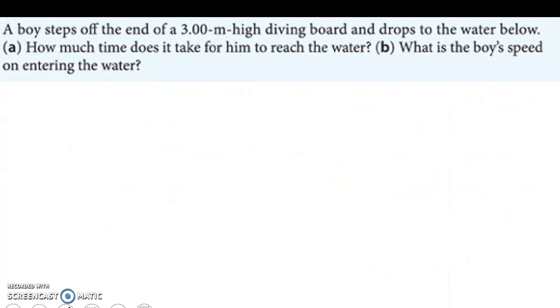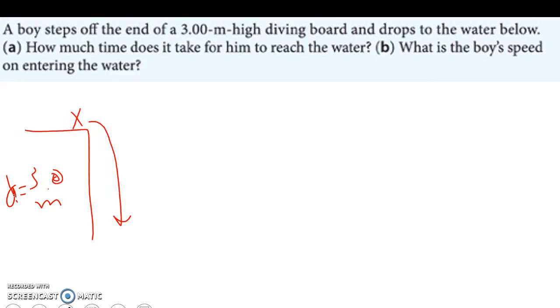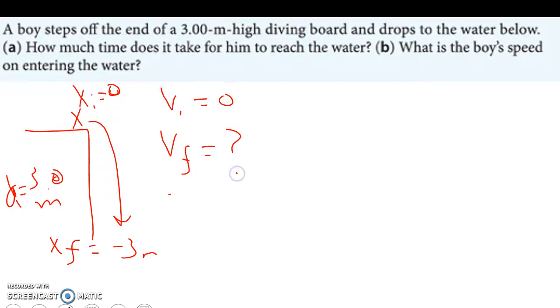Okay, a boy steps off the end of a 3-meter high diving board and drops to the water below. How much time does it take for him to reach the water? What is the boy's speed on entering the water? So here's our boy jumping into the water. We know it's 3 meters high. So we know our distance: our x initial is 0, our x final would be -3 because we're going down 3. Our initial velocity will be 0. Final velocity we don't know, but our acceleration is 9.8 because we're in free fall, and since gravity's pulling us downward, that also will be negative.